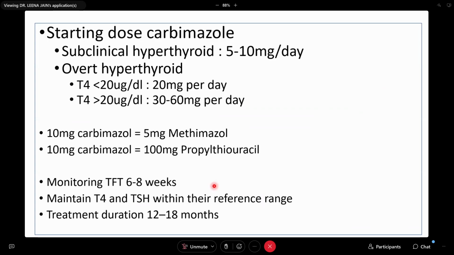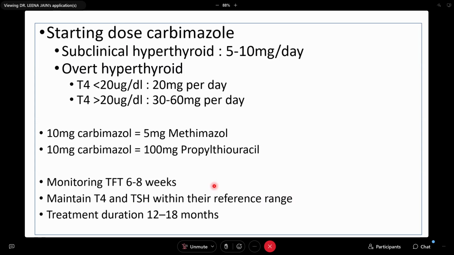So what is the starting dose of carbimazole? Mostly we used to give 5 milligram TDS. You would have heard about the treatment. In subclinical hyperthyroidism, we used to give between 5 to 10 milligram per day. Then if overt hyperthyroidism is there, you have to see if the T4 level is less than 20, you will start 20 milligram per day. If T4 is more than 20, 20 is your baseline. If it is more than 20, then you will have to adjust the dose between 30 to 60 milligram per day.